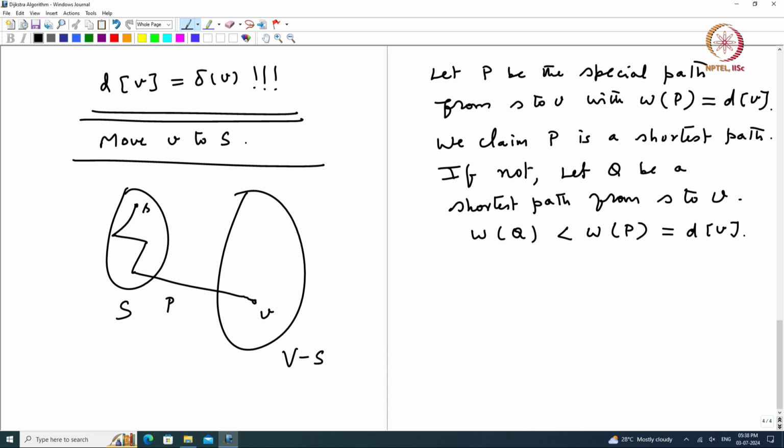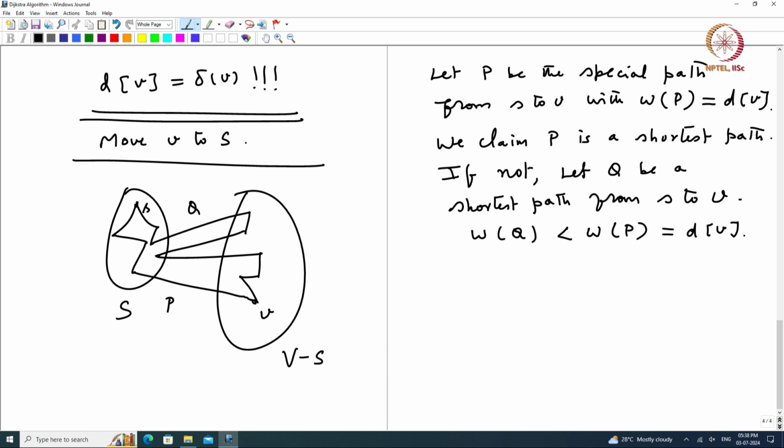So, how will Q look? It will not be a special path. Why will it not be a special path? Because D of V is the minimum weight special path. This is a path whose cost is smaller than this, therefore that will not be a special path. Q is like this. It may have some vertices, then it may go out, and it may come again and all, it does not matter. So, this is how Q may look.